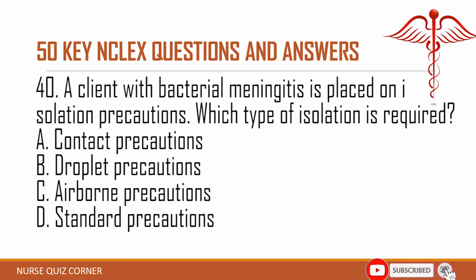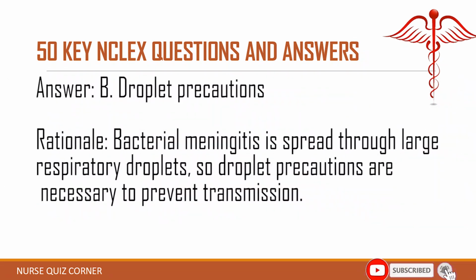40. A client with bacterial meningitis is placed on isolation precautions. Which type of isolation is required? A. Contact precautions. B. Droplet precautions. C. Airborne precautions. D. Standard precautions. Answer B. Droplet precautions. Rationale. Bacterial meningitis is spread through large respiratory droplets, so droplet precautions are necessary to prevent transmission.